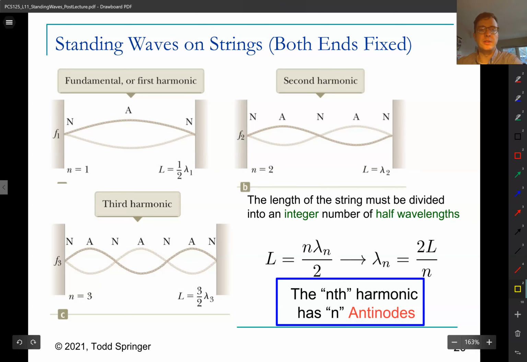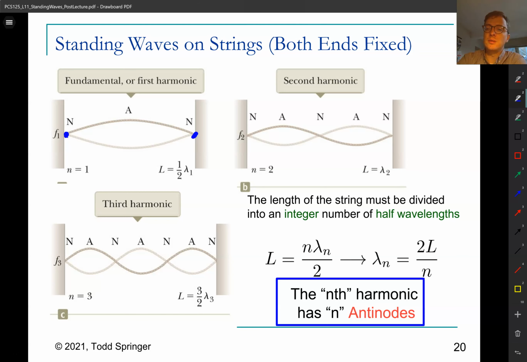So here are some pictures of standing waves on a string with both ends fixed. You can see here, both of the ends have to be nodes because those places are fixed and so they can't move. The lowest possible vibration I can have is to have one antinode in between the two nodes, right? So remember, n is the number of antinodes.